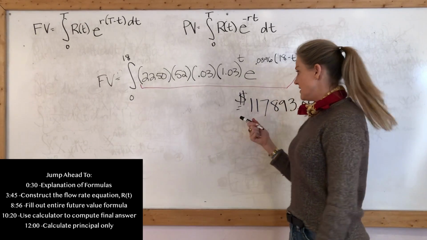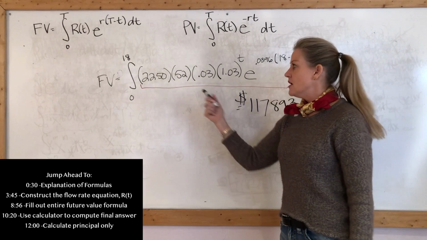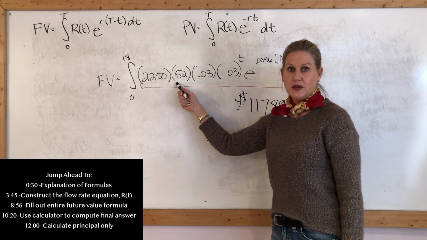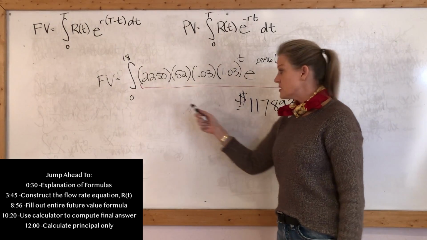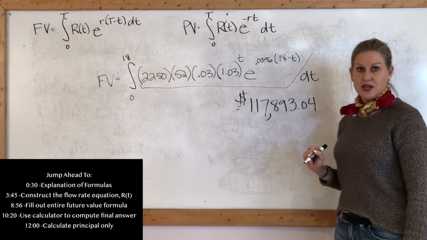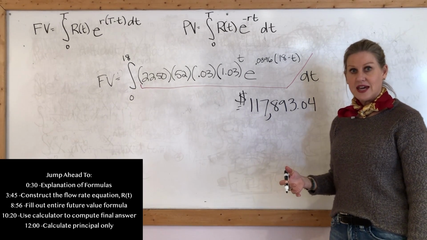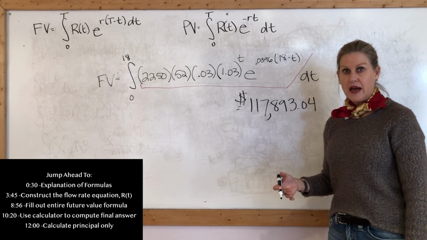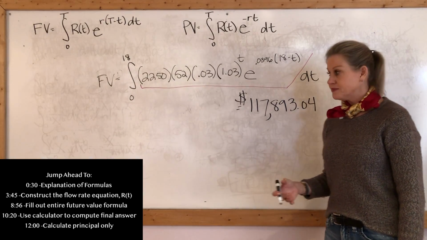On these problems, the units will always be some form of money. What I mean by that is it could be $1 billion or $1 million, but this part of the formula represents their annual salary in dollars. So my final answer is $117,893.04, which is what will be in the account when Bob and Susie go back to check on how much is in there after 18 years.